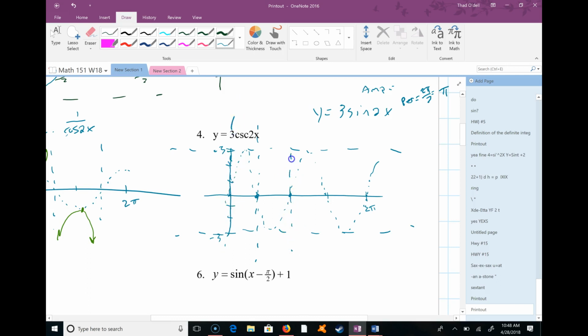Nice vertical asymptote right there. Nice vertical asymptote right there. A whole bunch of vertical asymptotes. Here a vertical asymptote. There a vertical asymptote. Everywhere vertical. Well, not everywhere actually.